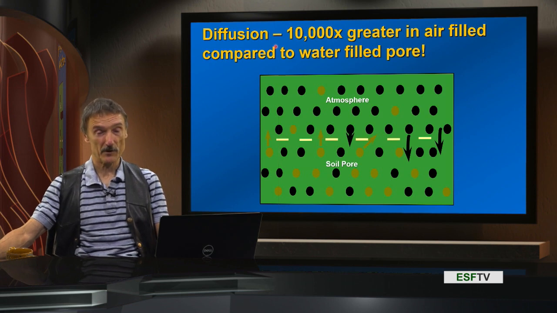Got to have the air-filled pore space, and this is macroporosity. Right? The large pores are empty, and then they're available to move gas through.